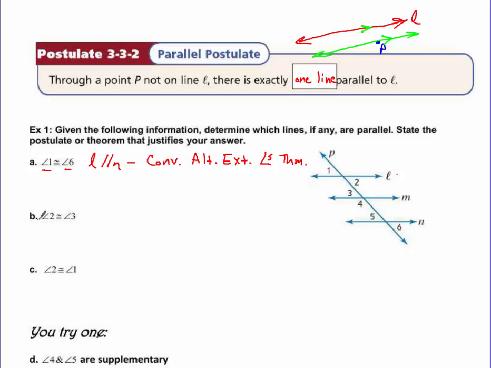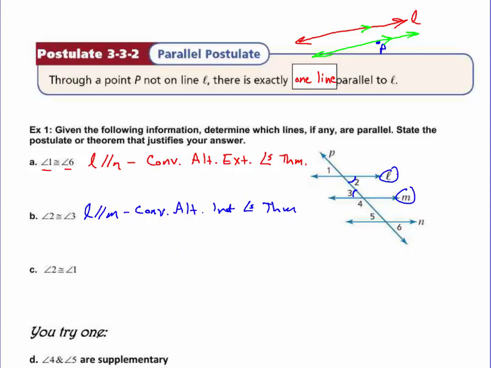All right, let's look at example B. So angle 2 is congruent to angle 3. Well, angle 2 and angle 3 are alternate interior angles for line L and line M. So L is parallel to M, and it's because of the converse of the alternate interior angles theorem.